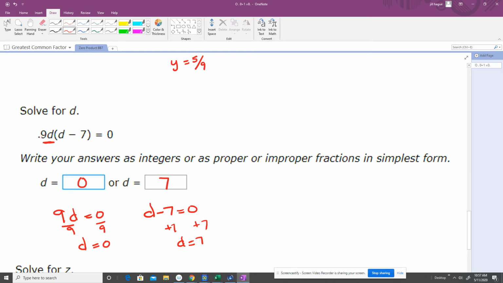That should make sense, right? If you put 0 in here, 0 times 9 is 0. 0 times whatever's here is 0. And that's why it's my answer. Okay, so hopefully that makes sense. So those are nice and easy when the variable is by itself or just multiplied by a number.